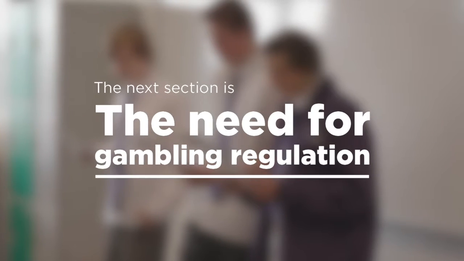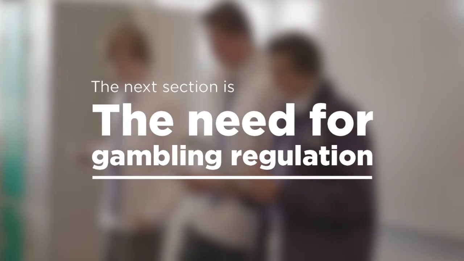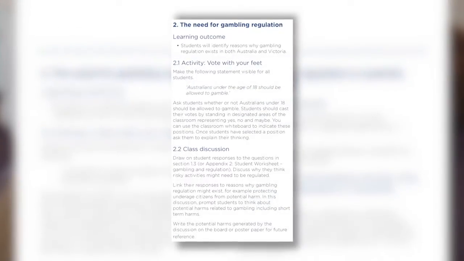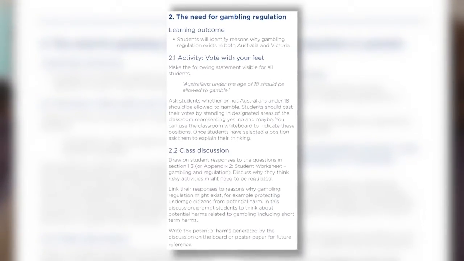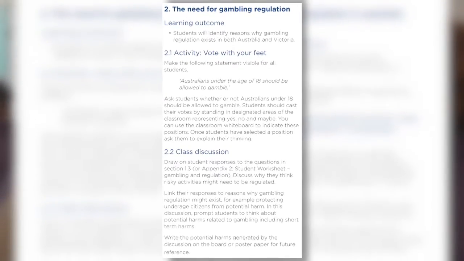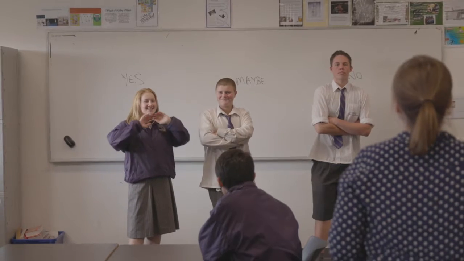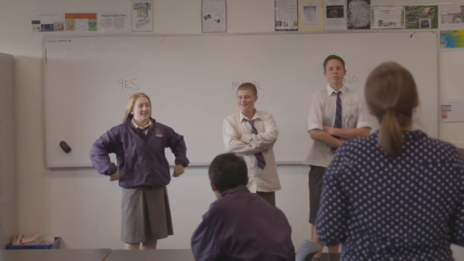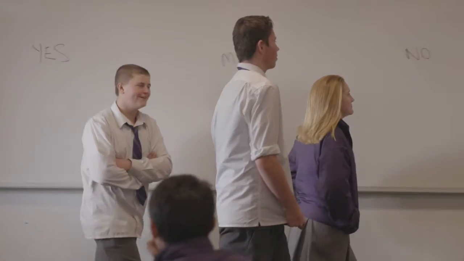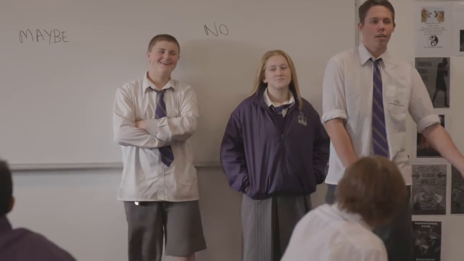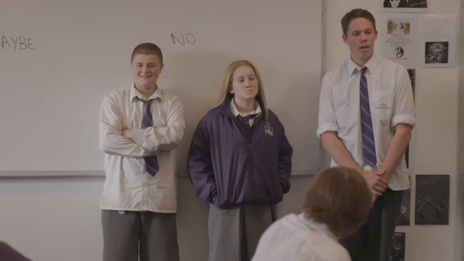The next section further investigates the need for gambling regulation in Australia. It should take 30 to 45 minutes. Ask students whether or not Australians under 18 should be allowed to gamble. Students should cast their votes by standing in designated areas of the classroom representing yes, no, and maybe. You can use the classroom whiteboard to indicate these positions, as seen here in this video. You can run this activity with a small portion of the class or the entire group.